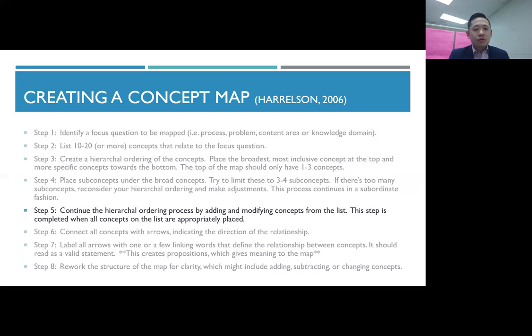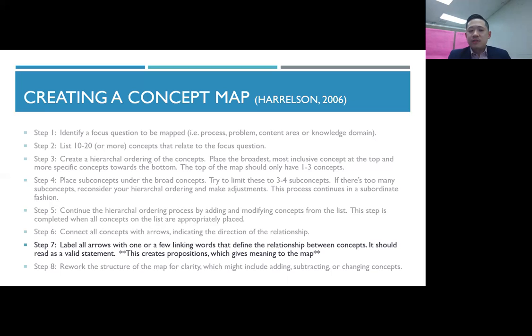Step 5, you continue this hierarchical ordering process by adding and modifying concepts from the list. This step is completed when all concepts in the list are properly placed. Step 6, connect all concepts with arrows, indicating the direction of the relationship.